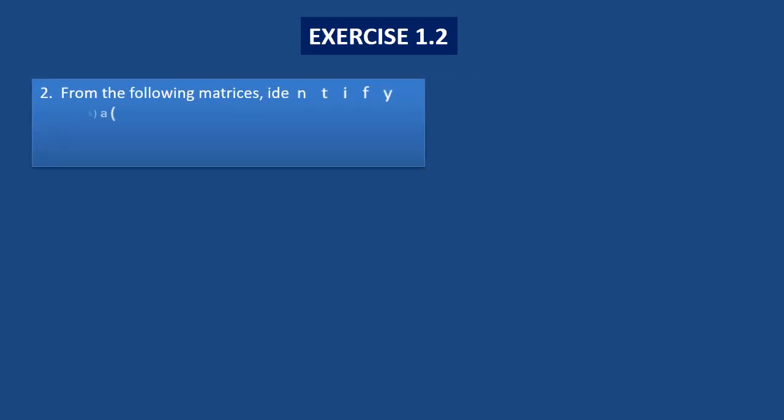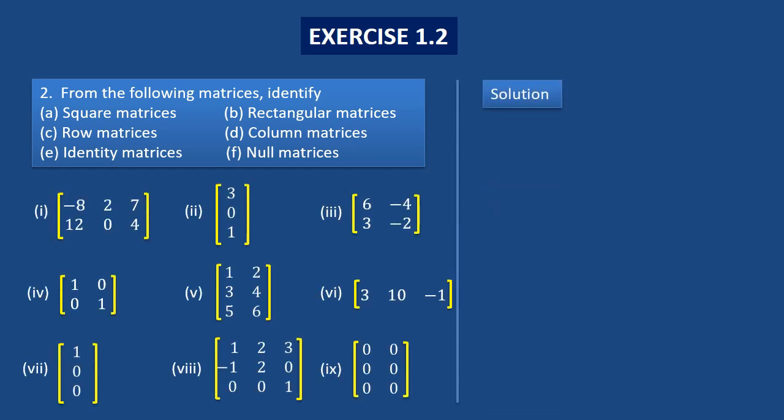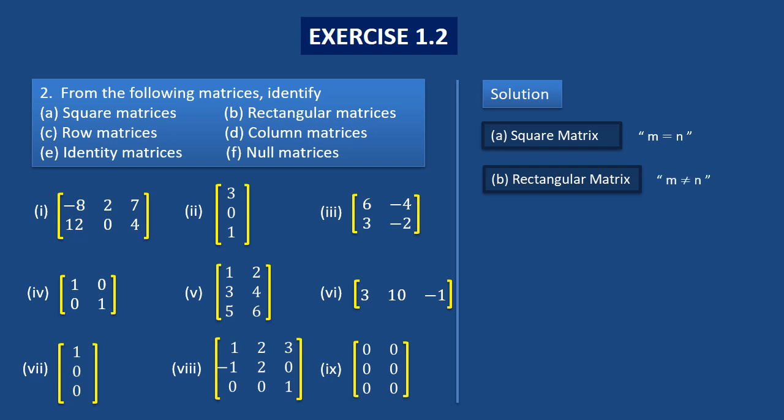Question number 2 is, from the following matrices identify square, rectangular, row, column, identity and null matrices. Recall that in a square matrix M is equal to N, and in a rectangular matrix M is different from N. So there are three such matrices, matrix 3, 4 and 8, in which M is equal to N. So 3, 4 and 8 are square matrices, while the rest of the matrices are rectangular matrices. That is matrix number 1, number 2, number 5, number 6, number 7 and number 9.